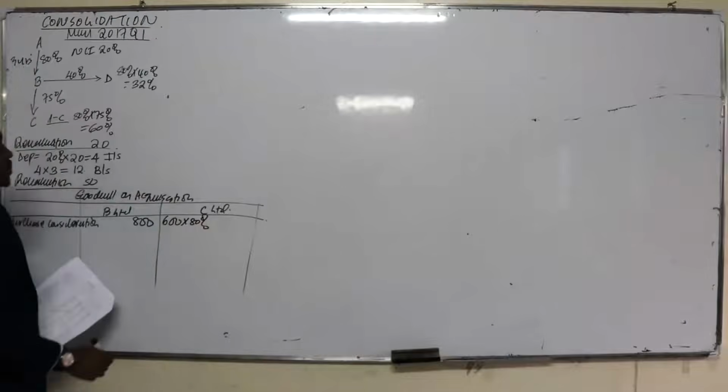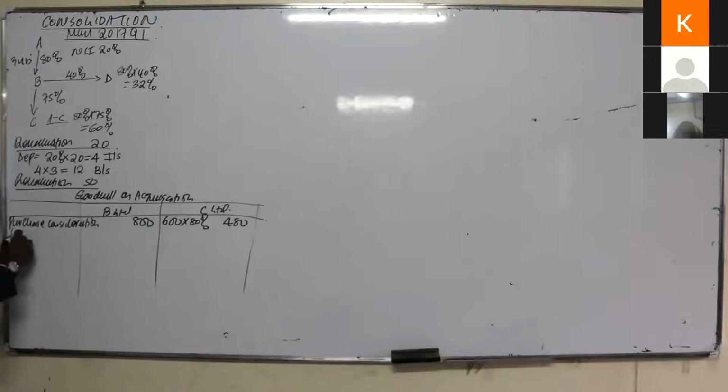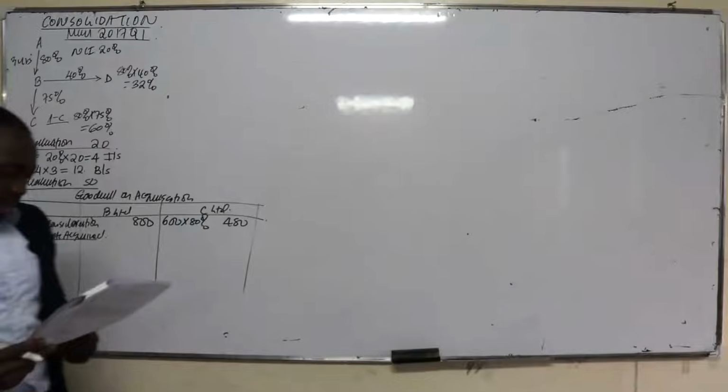In C, it's 600, but B invested in C for 600. We assume the parent contributed 80%. So 80% of that one is 480. Then you raise net assets acquired. Now for the net assets acquired, we say that you look at the equity.